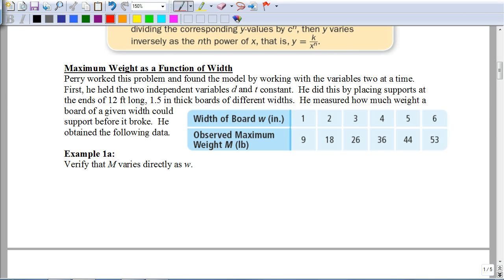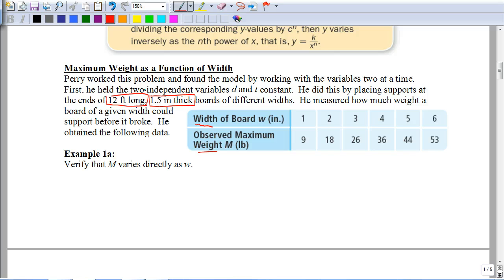So in this situation, what they're doing is they're looking at the width of the board and how that affects the maximum weight that the board can handle. To do this, they're using boards that are all the same, where the distance between the supports is 12 feet long, and the thickness of the board is going to be 1.5 inches thick for each of these.